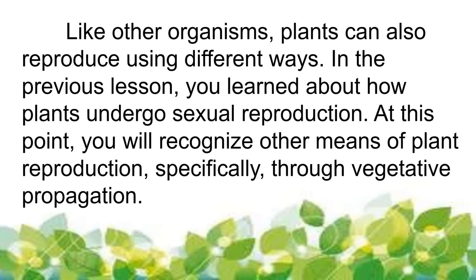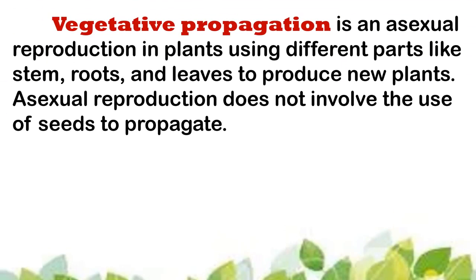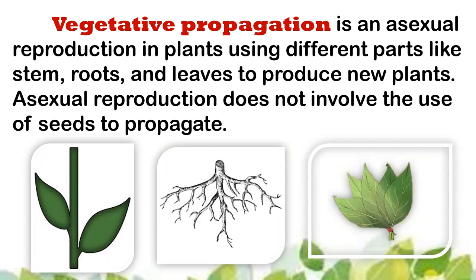Like other organisms, plants can also reproduce using different ways. In the previous lesson, you learned about how plants undergo sexual reproduction. At this point, you will recognize other means of plant reproduction, specifically through vegetative propagation. Vegetative propagation is an asexual reproduction in plants using different parts like stem, roots, and leaves to produce new plants.